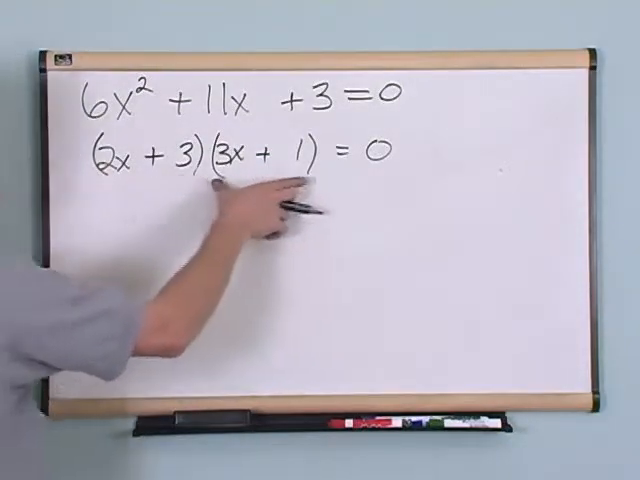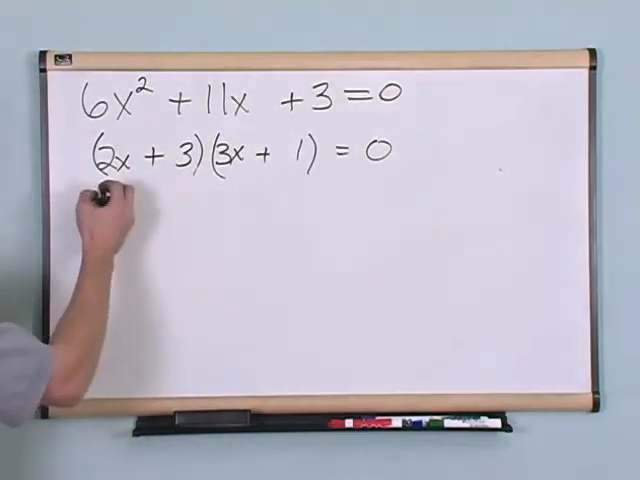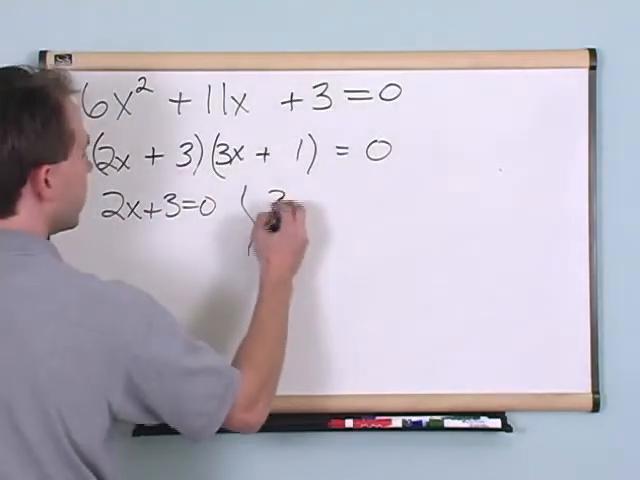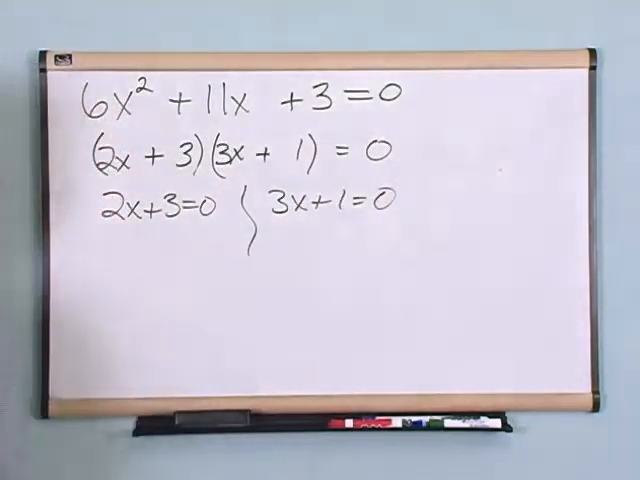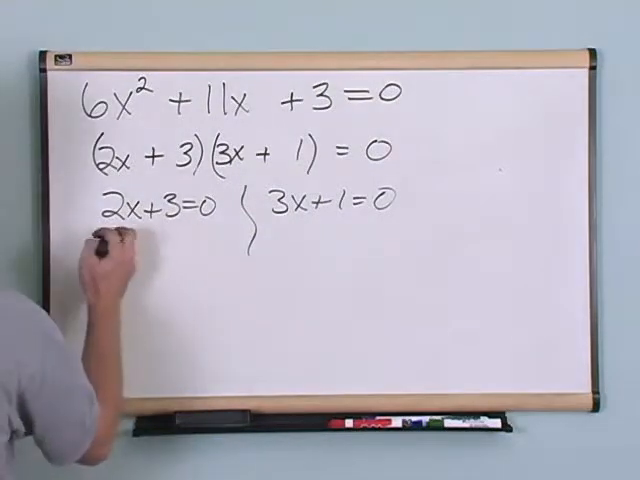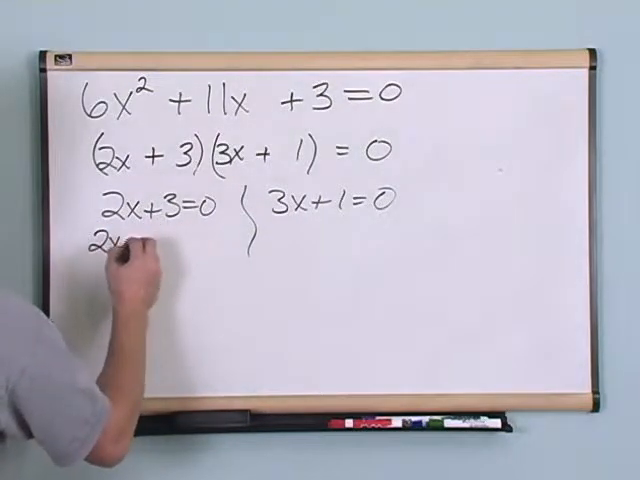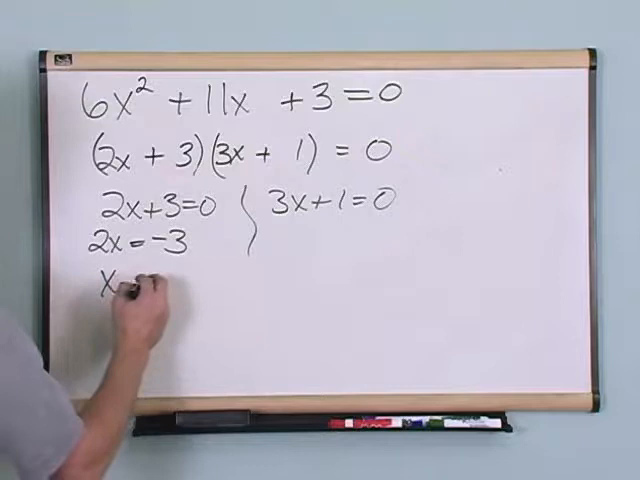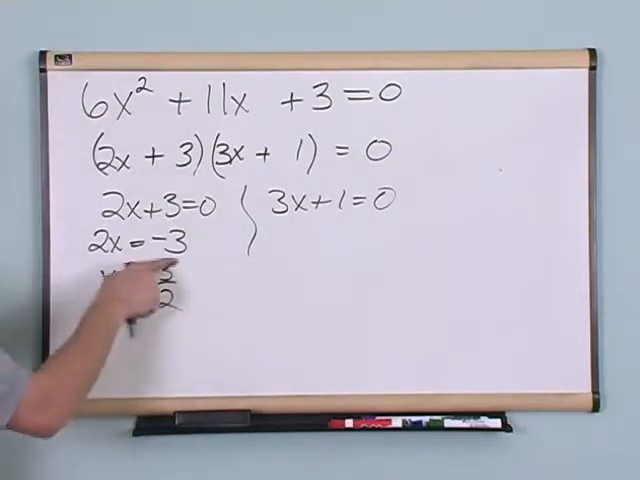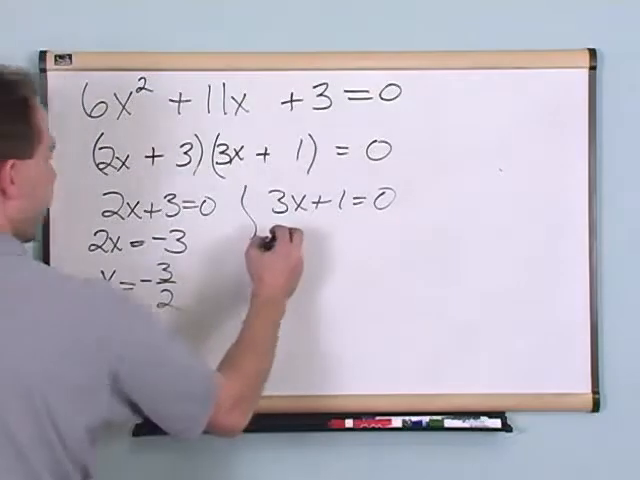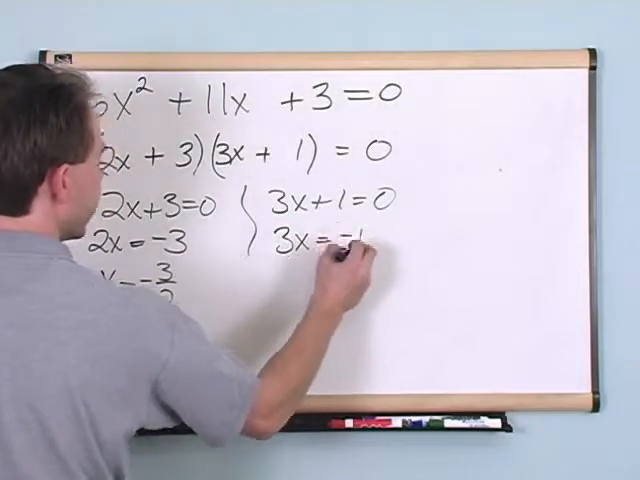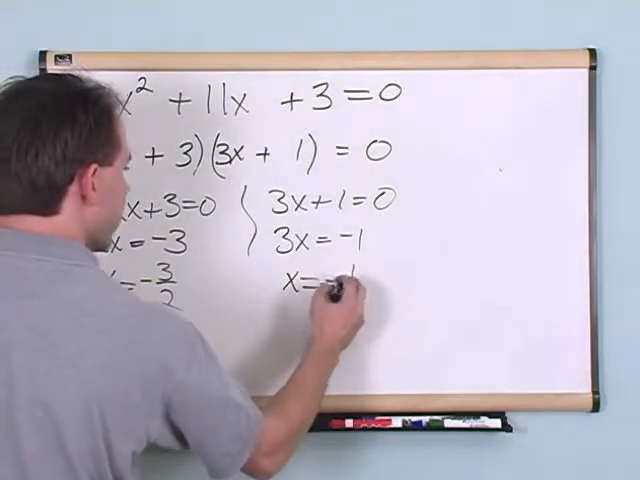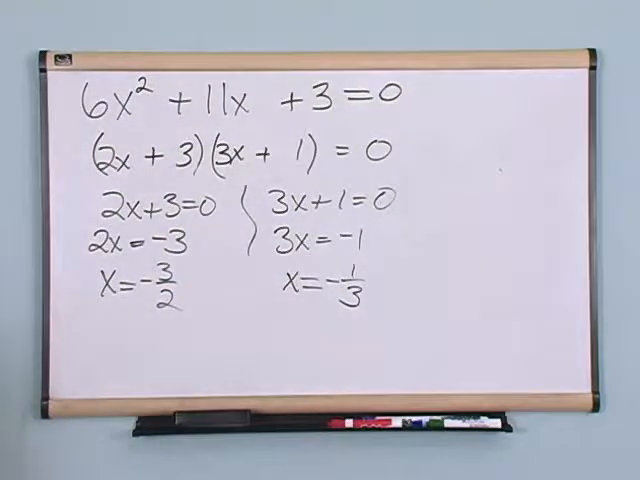Again, I've got term times term equals 0. So the way I do that is I write two little mini equations. This term can equal 0, or this term can equal 0. To solve this one, I move the 3 over here. I'm going to get minus 3 because I subtract 3 from both sides. X is just going to equal negative 3 divided by 2 because I'm going to divide both sides by 2. And then for here, 3x is going to be equal to negative 1 because I moved this 1 over by subtracting. And x is going to equal negative 1/3 because I'm going to divide both sides by 3.